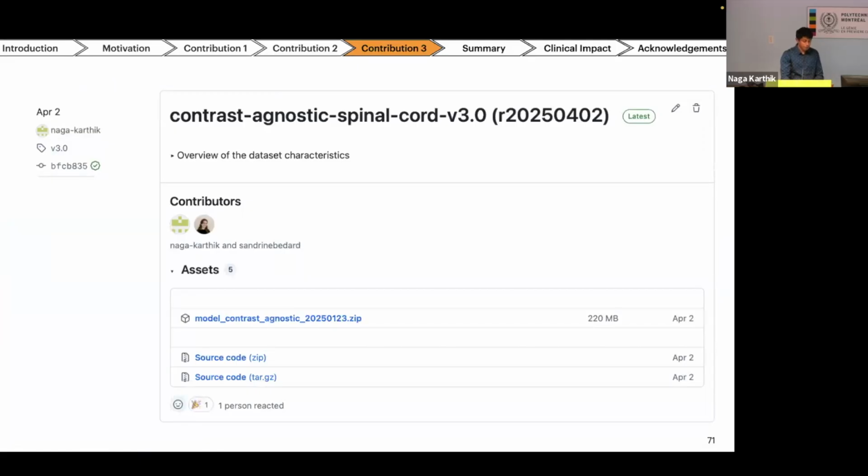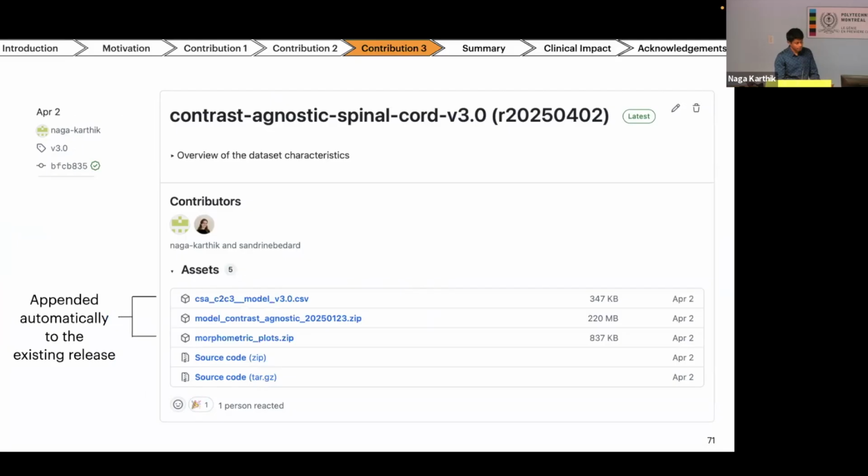And this is the interface of how a release looks. So we have the model here and the code that is associated with the model. And once the workflow is done, the CSA of this model, v3.0, is automatically appended to the release along with the plots. So what this means is that, let's say if we have v4.0, v5.0, they automatically fetch this CSA, the CSV file, and also use that to plot how the model is evolving across time.